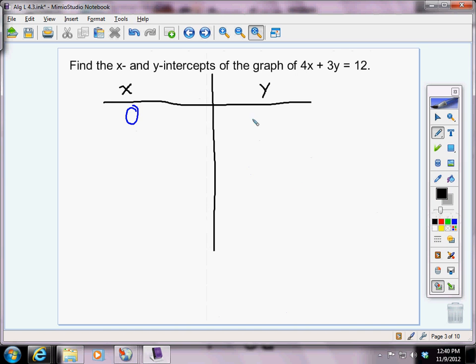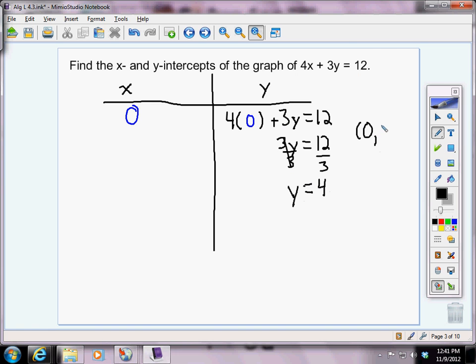So over here I'm going to go 4 times 0 plus 3y equals 12. Let's see what happens. 4 times 0 is 0, so we're just left with 3y = 12. Divide both sides by 3. I get y = 4. That means our y-intercept is 4. It's going to hit the y-axis at (0, 4).